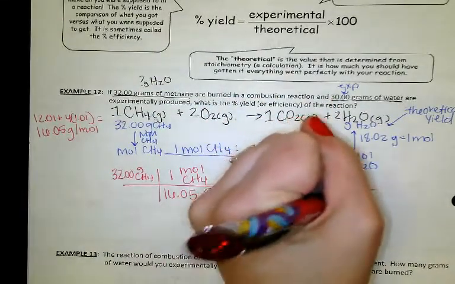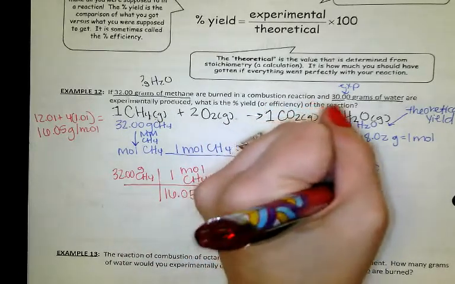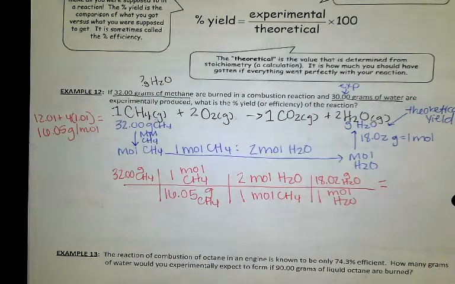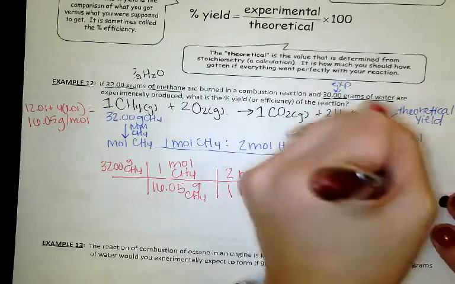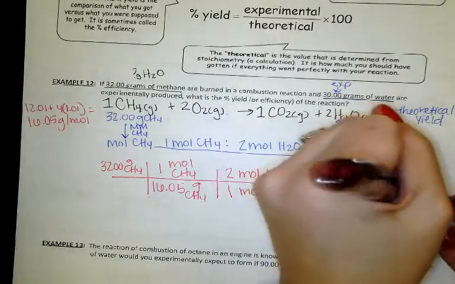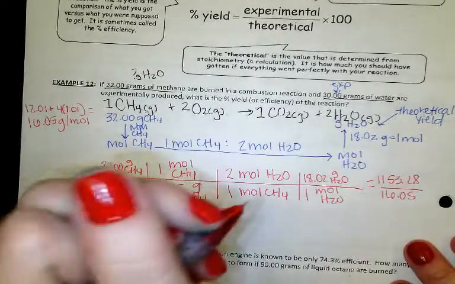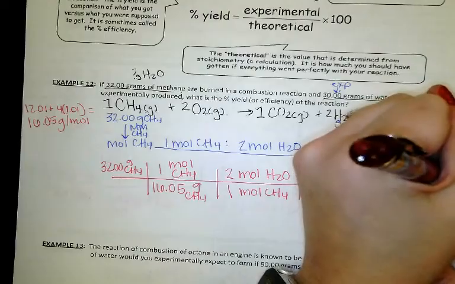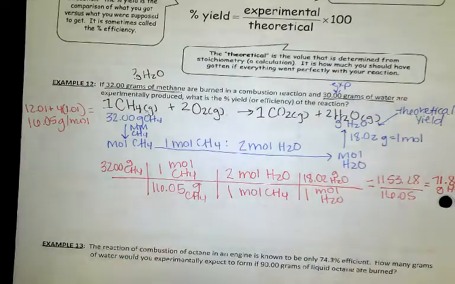So this is going to give us our theoretical yield. So 32 times 2 times 18.02. That gives me 1153.28 on the top, divided by 16.05. That's going to give me 71.86 grams of water. Okay? So that's how much water we can produce if we have 32 grams of methane.